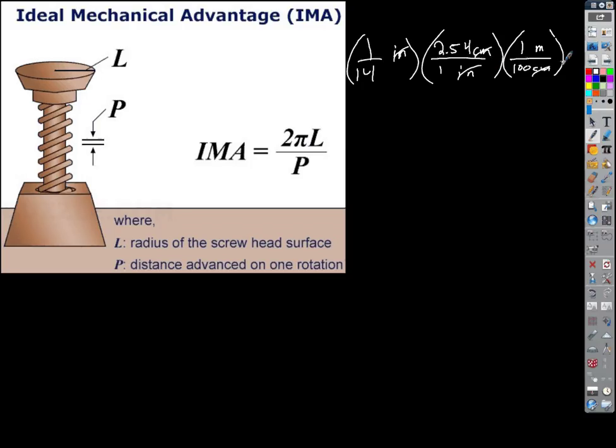So what's that give us for our value for P, the distance between threads? A very small number. Pretty small, yeah. Give us out to like 3 sig figs, what do we get? 0.0017.